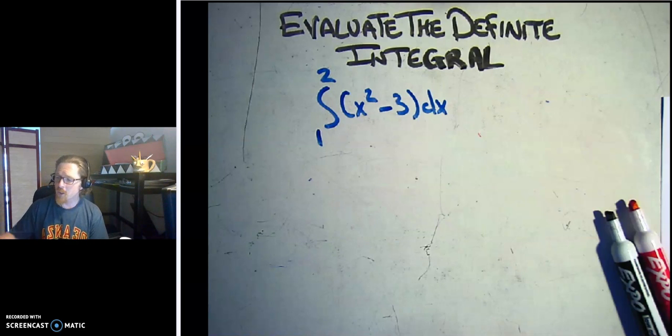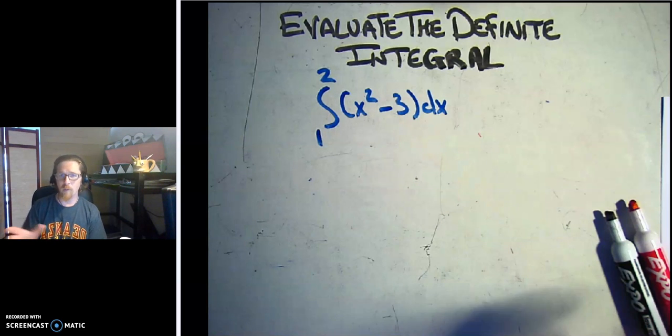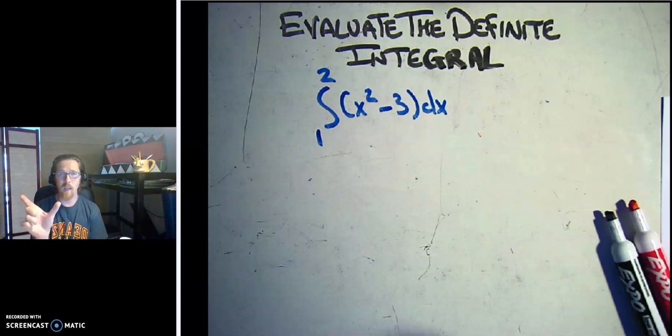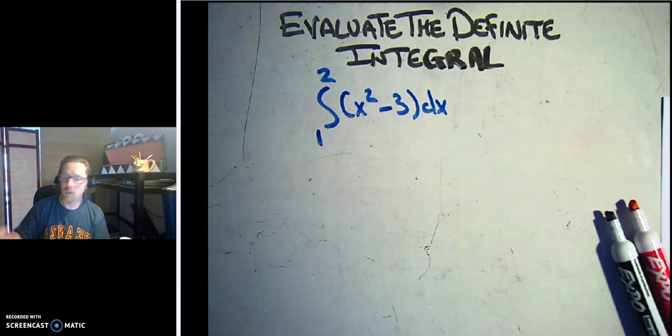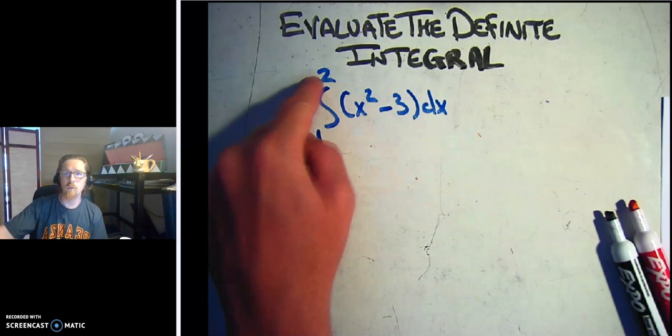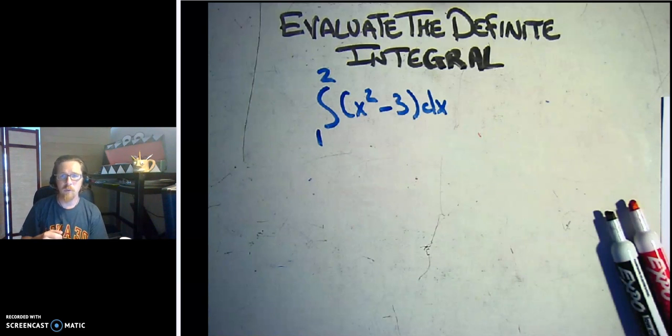So here's my situation. I have some function, x squared minus 3. This is a parabola that has a vertex at (0, -3), and it curves upwards. I want to evaluate essentially the area under the curve from 1 to 2. So those are the vertical lines x equals 1 and x equals 2, and we're going to use the x-axis as our other boundary.